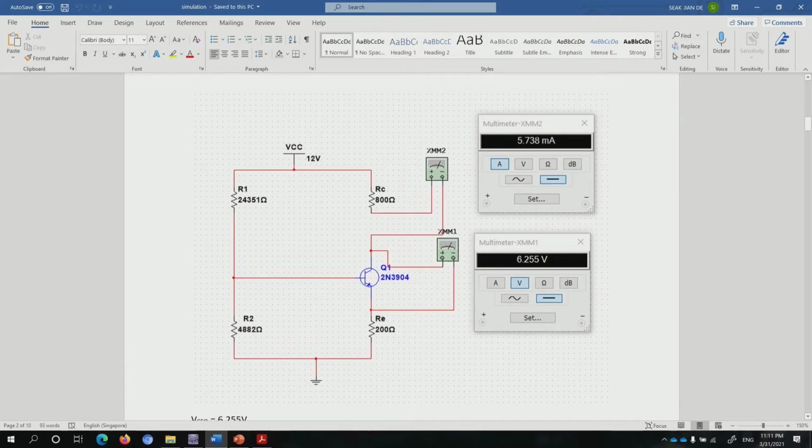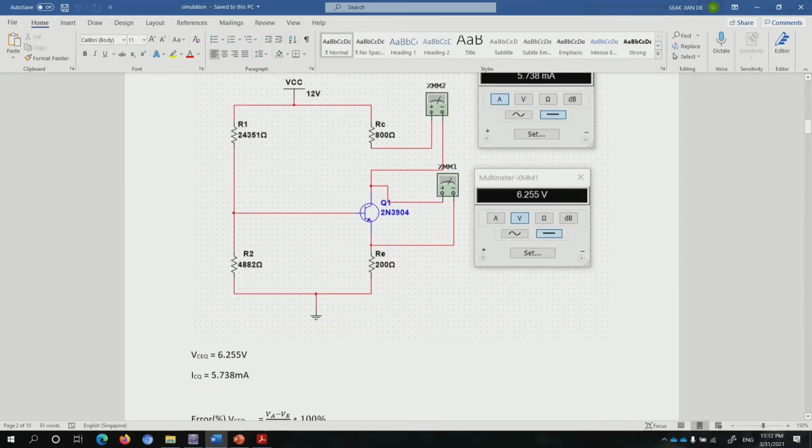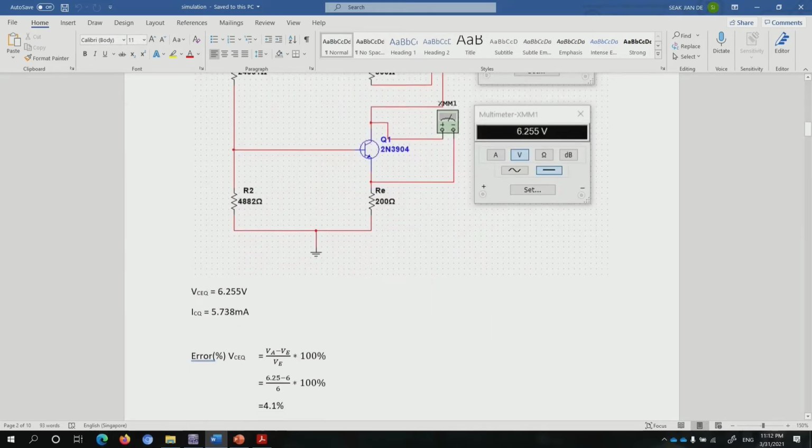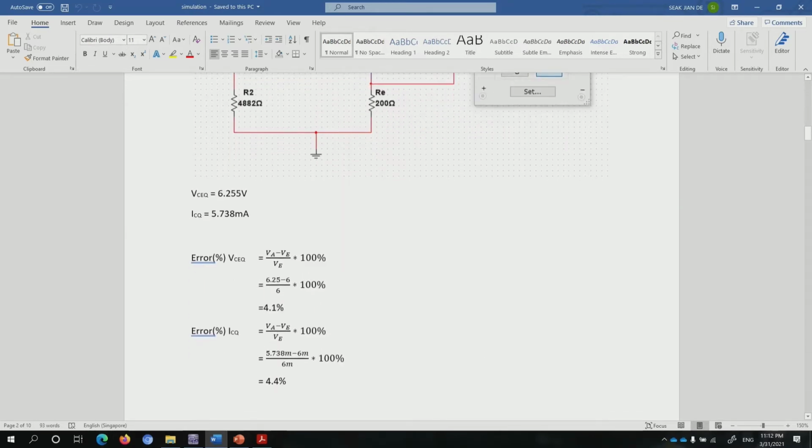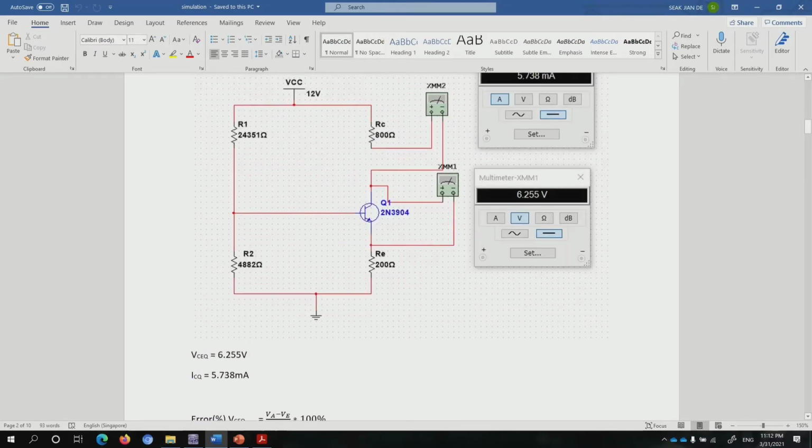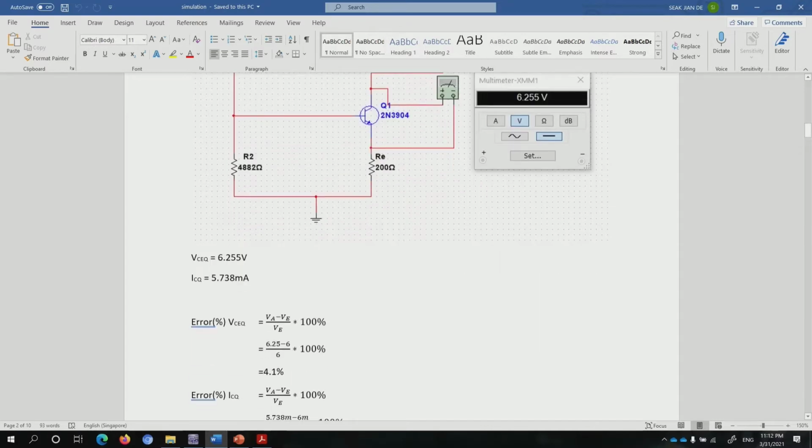Okay, after we run the simulations, we get our VCE is 6.25, and the IC is 5.738 milliampere. So this is the data we get, and by referring back to the prelab for VCE, in prelab we get 6. So if we calculate the percentage of error, we get 4.1%.